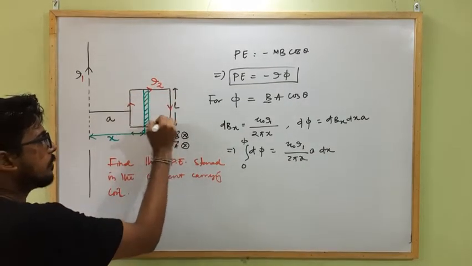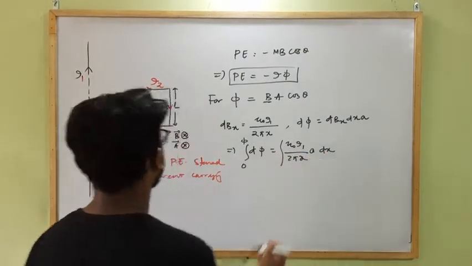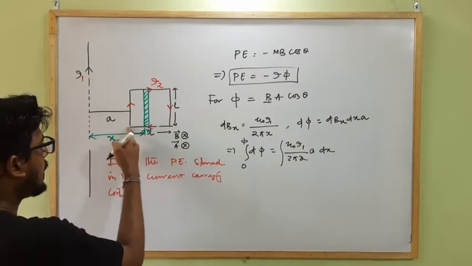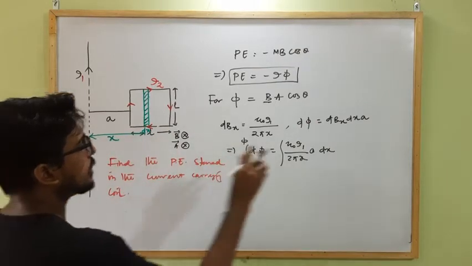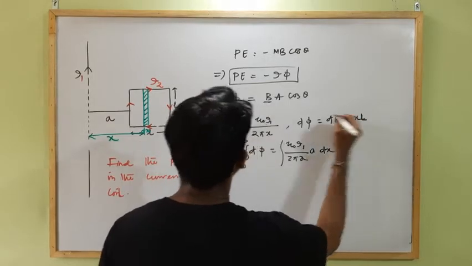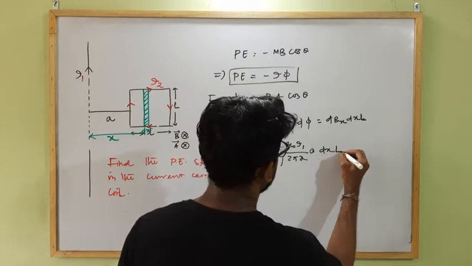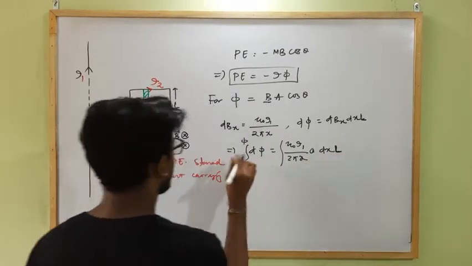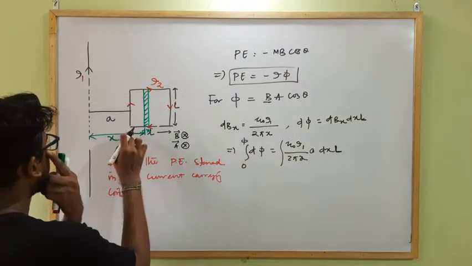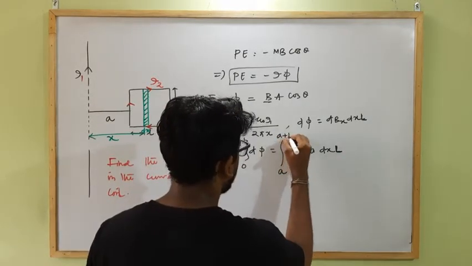I have to calculate the net flux linked with this coil. So by integrating this, what is the value of x? x varies from a to a plus L, dx into L. L is the length and width, so this will be L. So x varies from a to a plus L.